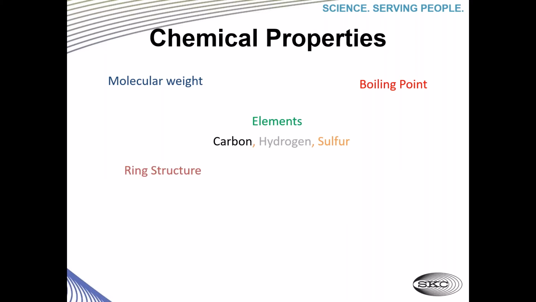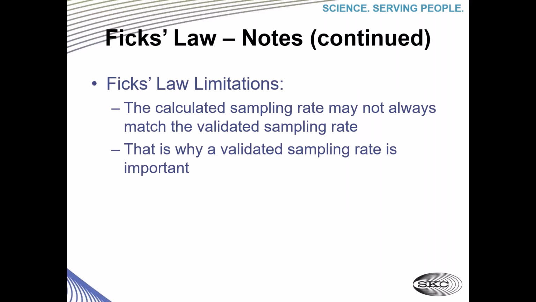A ring structure. Is it a 3-member ring? Is it a 4-member ring? Is it a 5-member ring? Is it a 6-member ring? And is it aromatic? Plus other properties. Is it an aldehyde? Is it a ketone? Is there a double bonded oxygen in that chemical formula? Fick's law also has limitations, and that is the calculated sampling rate may not always match a validated sampling rate. That is why a validated sampling rate is important.